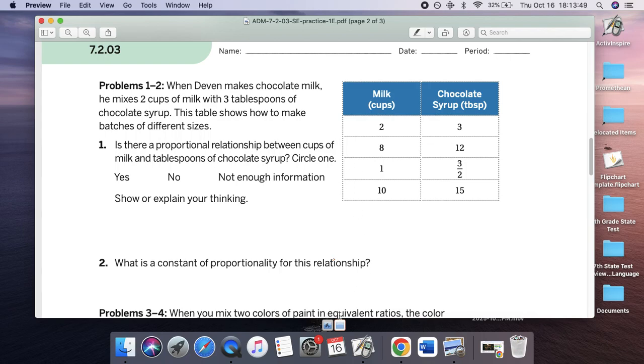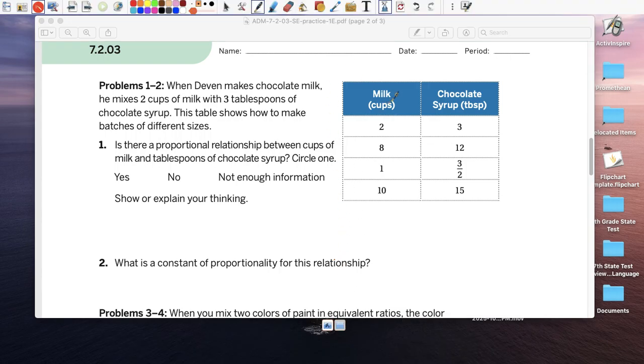So, when Davis mixes milk and chocolate, he uses 2 cups of milk with 3 tablespoons of chocolate syrup. Okay, this table shows how to make that particular mixture, right? So, is there a proportional relationship? Well, if there is, let's find the constant of proportionality. Now, the constant of proportionality is also known as the unit rate. So a unit rate is a comparison of 2 values with different units.